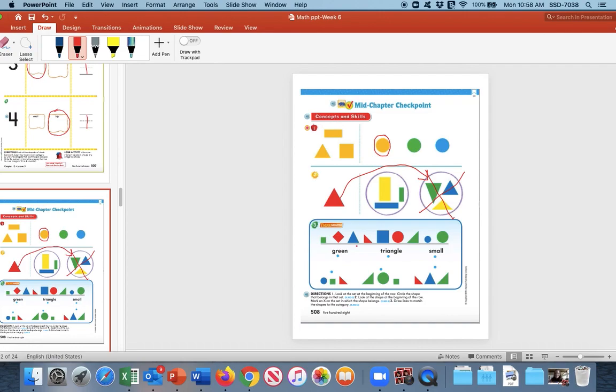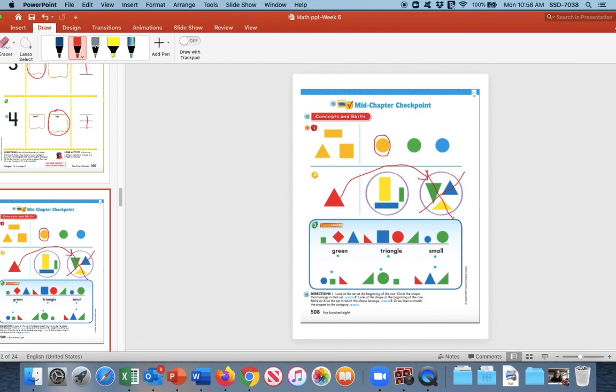Now down at the bottom, number 3. It says draw lines to match the shapes to the categories. So you have, it says green. So all of these up here are just showing you the different shapes. These are not what we're going to be using. You're looking at the words, boys and girls. So this says green. This one says triangle. This one says small. So looking down here at the groups of shapes, which ones are all green?